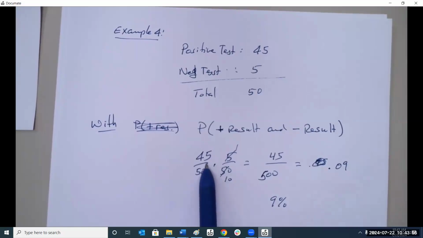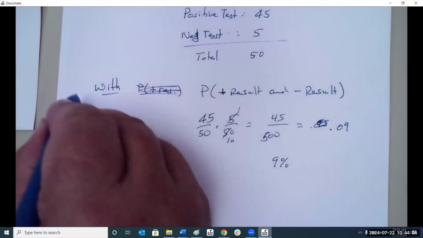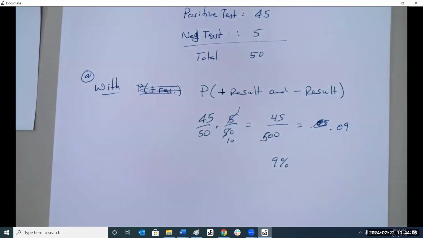That's if the first person selected was a positive result, then the second one was a negative result. Now, this is part A. Now, repeat that same experiment, assuming the two subjects were selected without replacement.